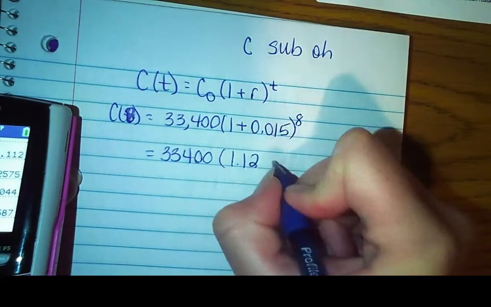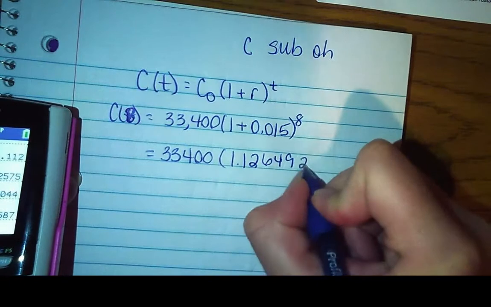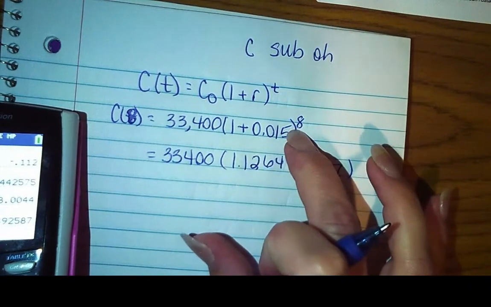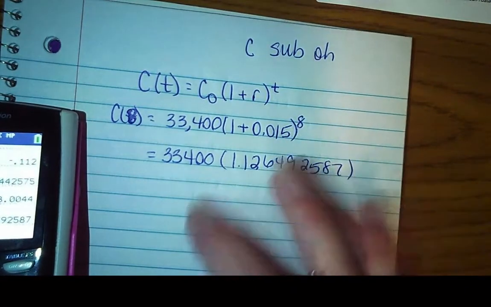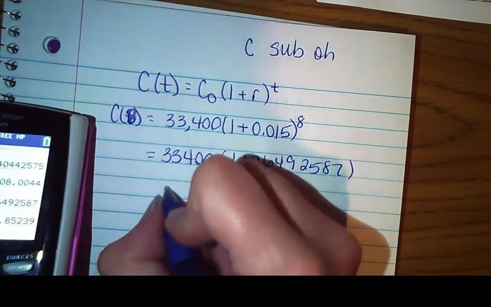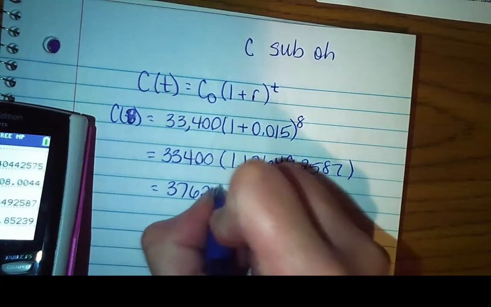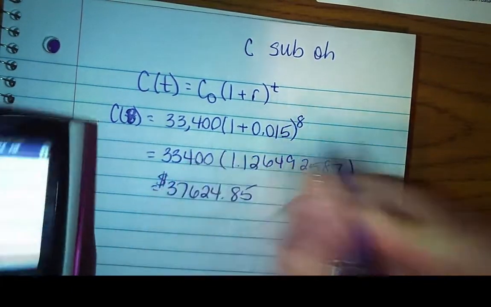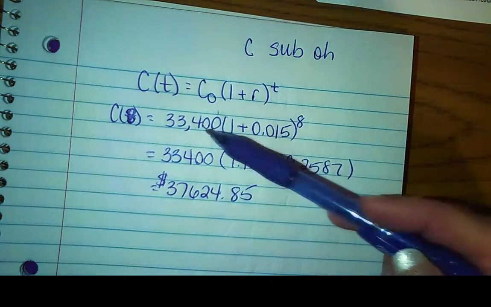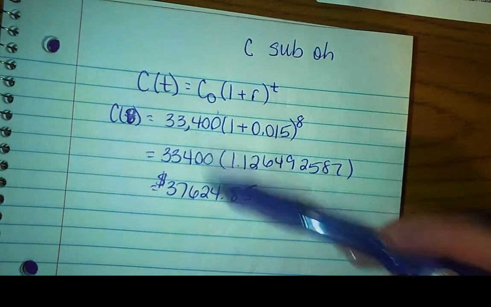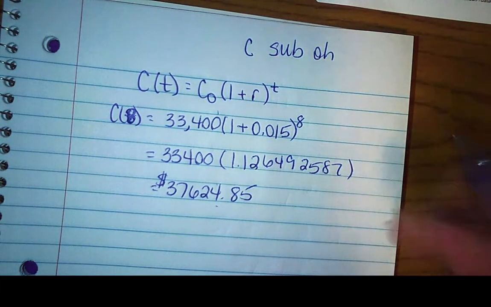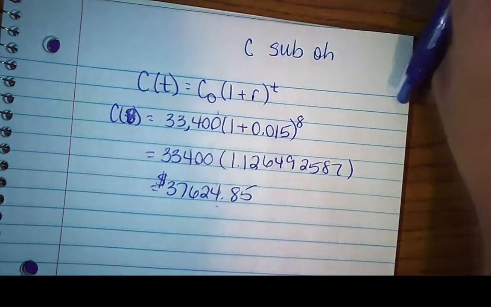I get 1.126492587. So I added this first, then I raised that answer to the 8th power, and I got this answer, and now I'm going to multiply it times 33,400. And I get 37,624.85. If my inflation is making the product increase, then that should make sense. So instead of paying $33,000 for a car now, I'll essentially in 8 years be paying $37,600 for pretty much the same thing, because inflation will cause it to increase.